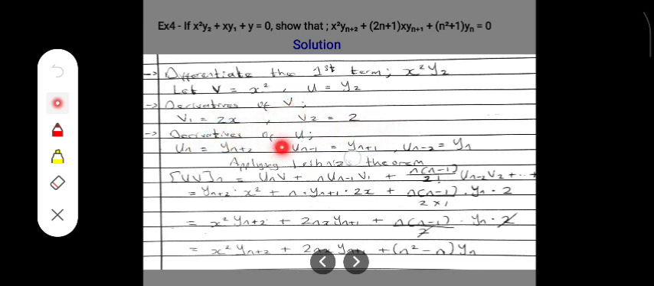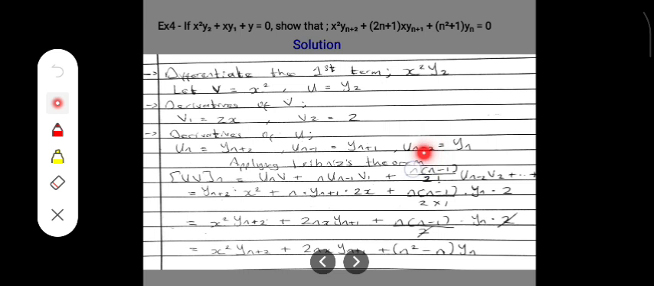And for our u, since u is equal to y subscript 2, our u subscript n will be equal to y subscript n plus 2. Then we'll go a little bit lower. u subscript n minus 1 will be equal to y subscript n plus 1. u subscript n minus 2 is equal to y subscript n. So apply this into the Leibniz theorem.